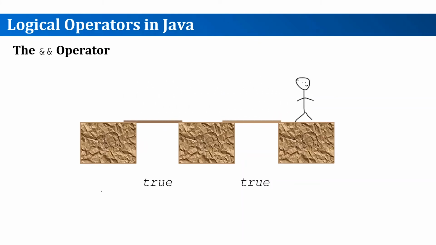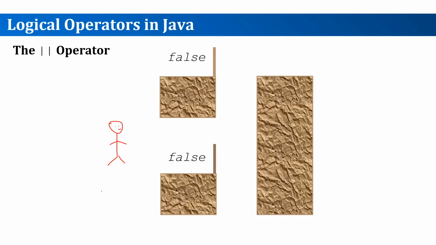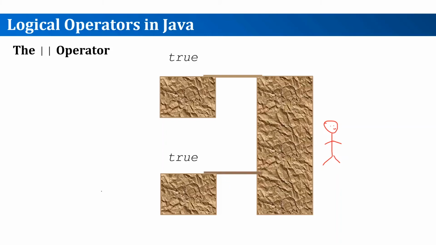Alright, what about the OR? The OR is represented using the following setup of the bridges. If both expressions are false, the whole expression is false and the person can't cross to the other side. However, if one of the expressions is true, the person can cross to the other side and the whole expression becomes true. In fact, it doesn't matter which one of them is true. If both are true, you can imagine that the person can cross using any of them, and in this case, the whole expression is true.